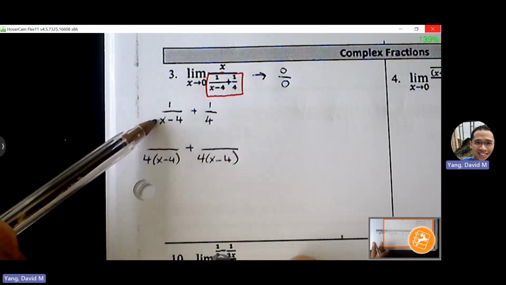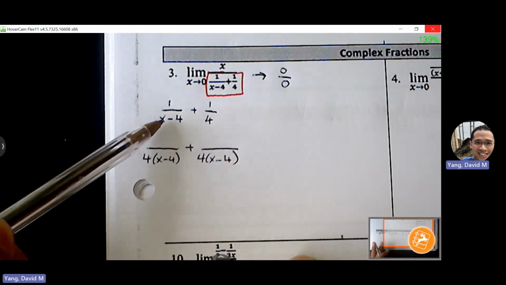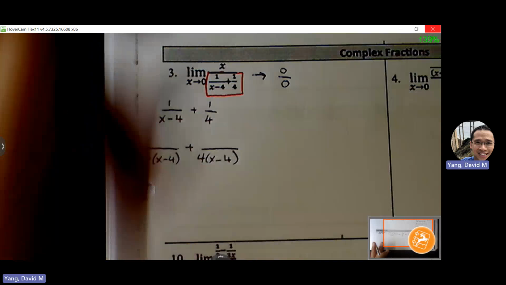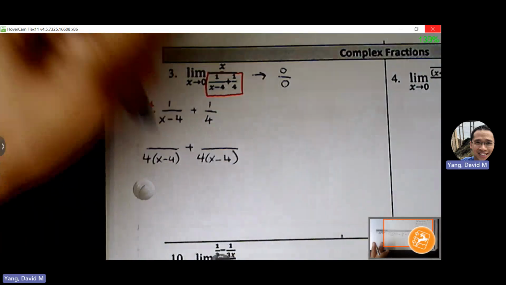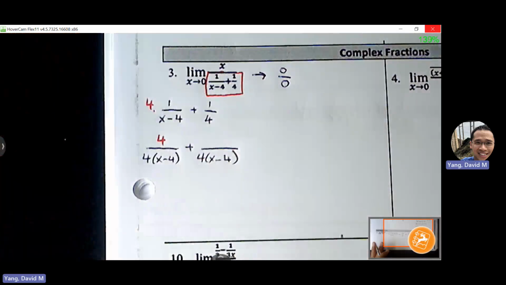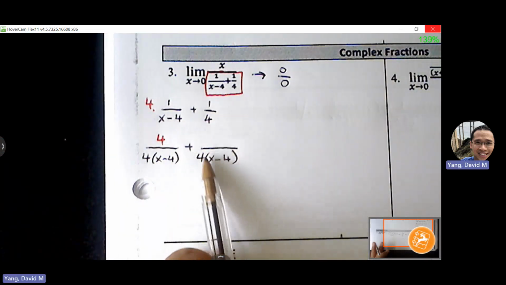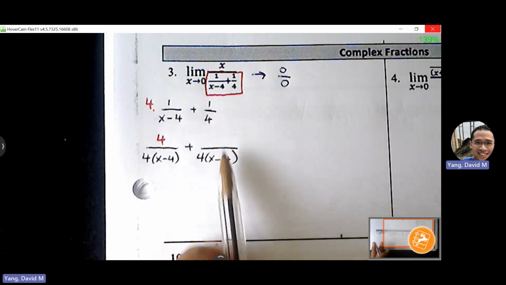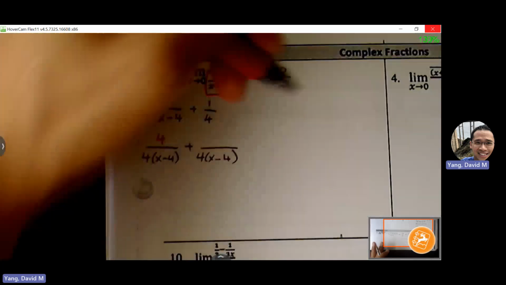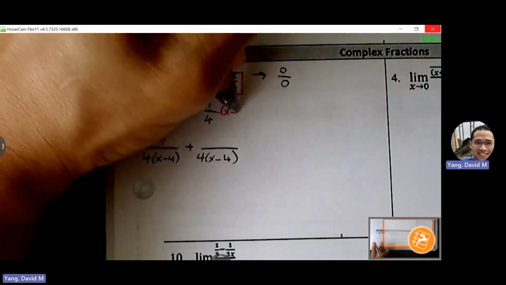So this x minus 4 is missing a 4. I want to go from here to here, but I need to multiply the numerator by 4 in order for me to get that fraction to balance. This 4 is missing a term of x minus 4. So I need to multiply the numerator by x minus 4 to balance that out.